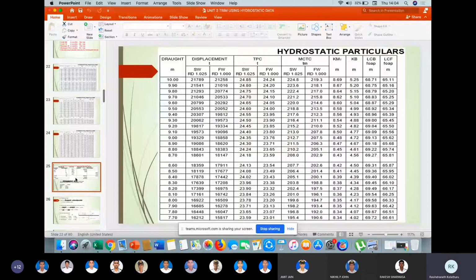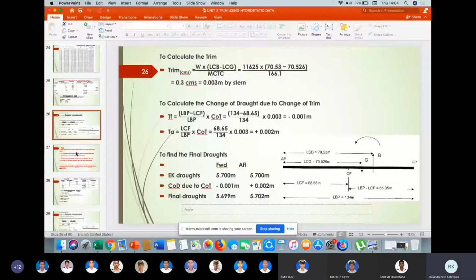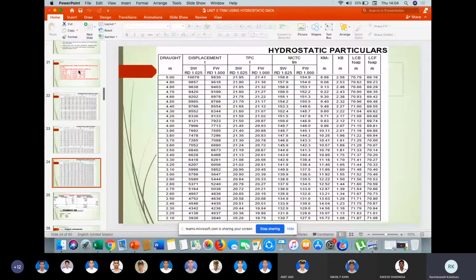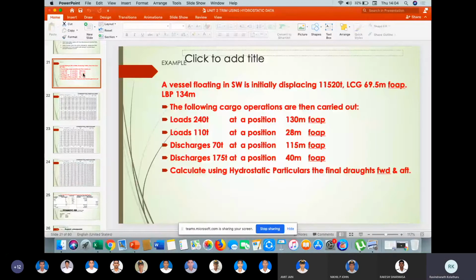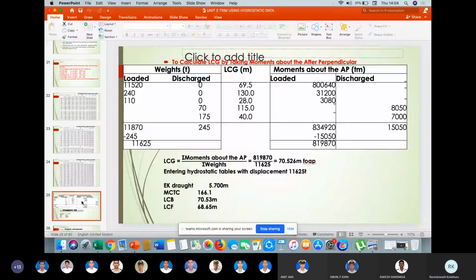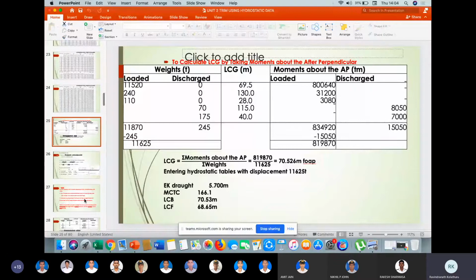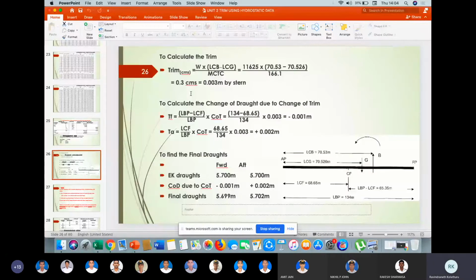Okay then. So if you want to refresh our last class, what we did, because we'll be continuing with the same type of problems with little changes to it. In these problems, the initial displacement and LCG were given to us. Then we had some cargo operations, loadings and dischargings. So we took the moments table and found the final displacement and final LCG. Then with the displacement, we entered the hydrostatic tables to find all these data so that we can apply it in the formula and get the trim. Then we got the forward and aft corrections, and finally the final drafts.